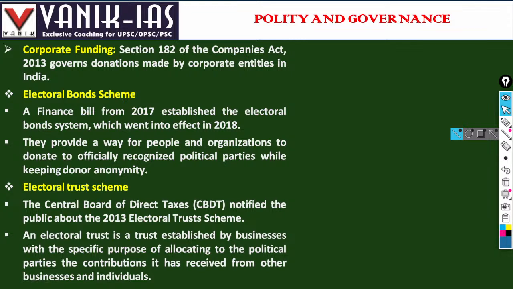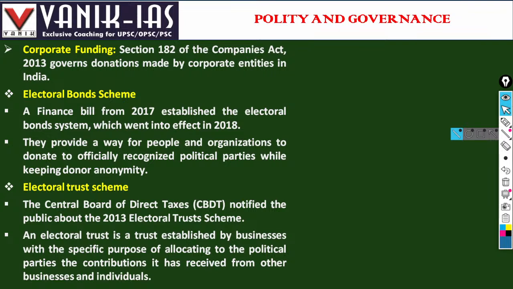Corporate funding: Section 182 of the Companies Act 2013 governs donations made by corporate entities in India. Electoral bond scheme: a Finance Bill in 2017 established the electoral bond system, which went into effect in 2018. They provide a way for people and organizations to donate to officially recognized political parties while keeping donor anonymity.